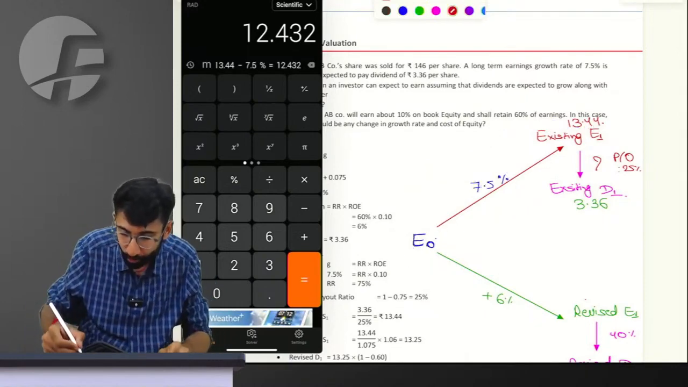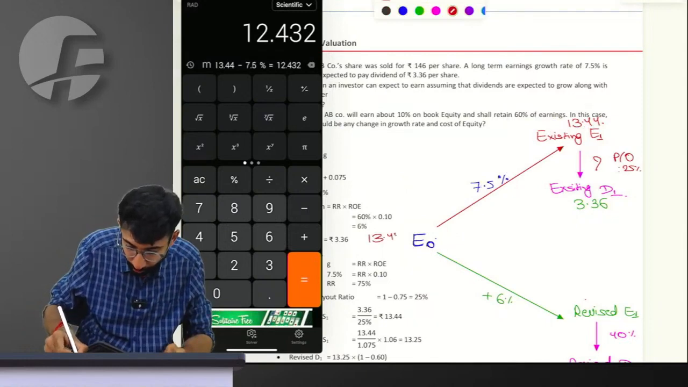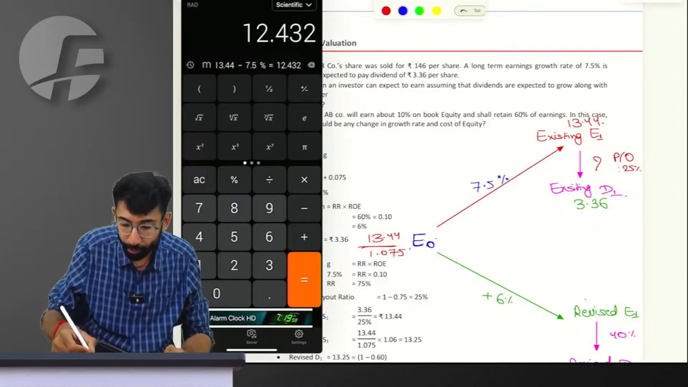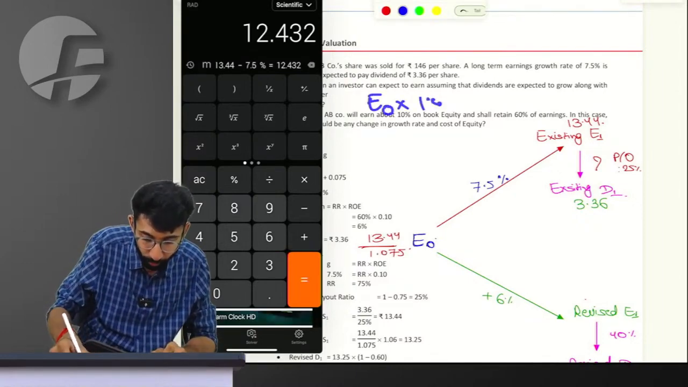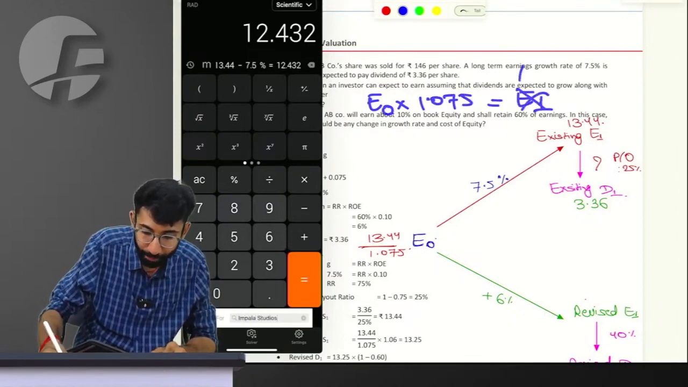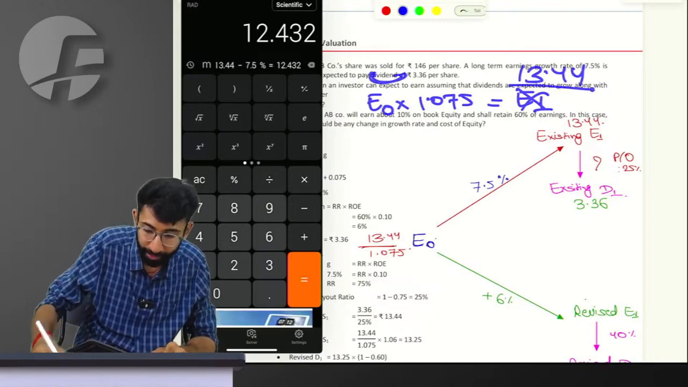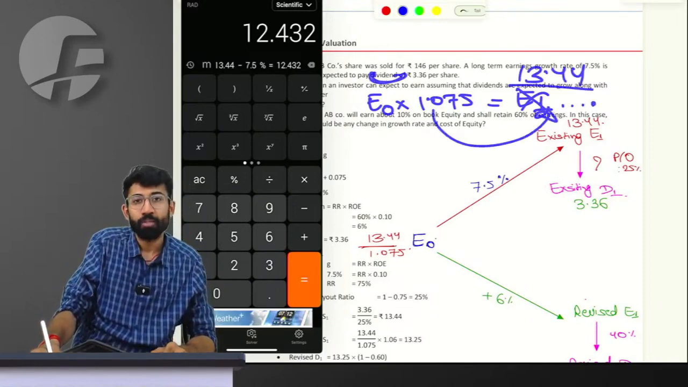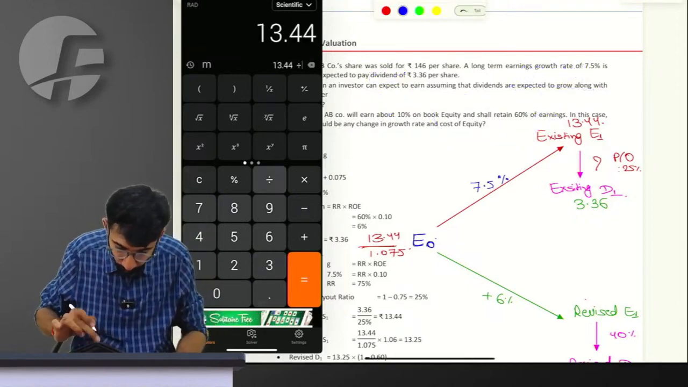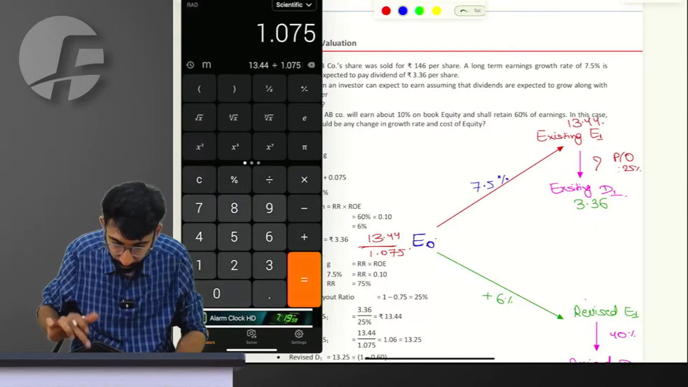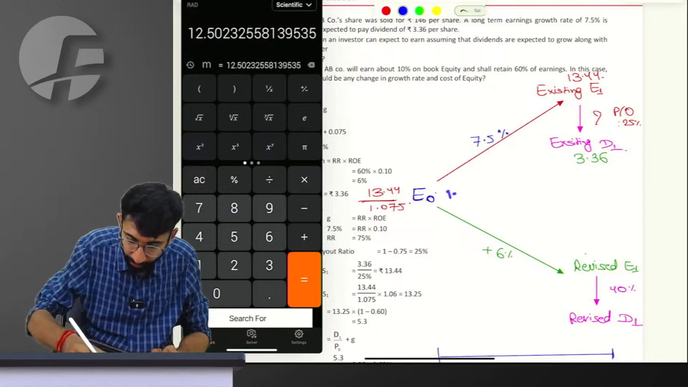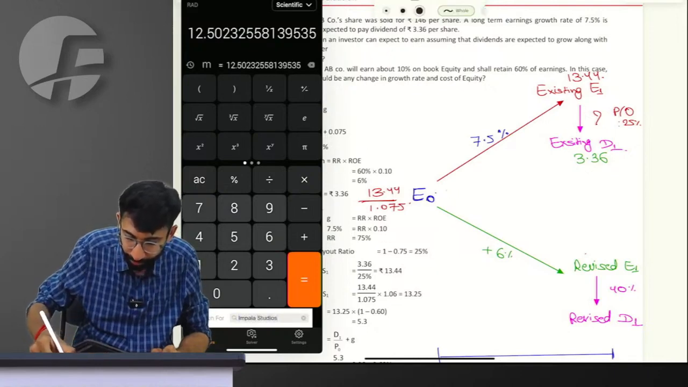Which means, let me tell you, EPS 0 will be 13.44 divided by 1.075. Everyone in the class, do you agree that EPS 0 into 1.075 equals EPS 1? So if you have EPS 1 of 13.44, EPS 0 will be 13.44 divided by 1.075, which gives me 12.50. And once you get your existing EPS, now life is sorted.